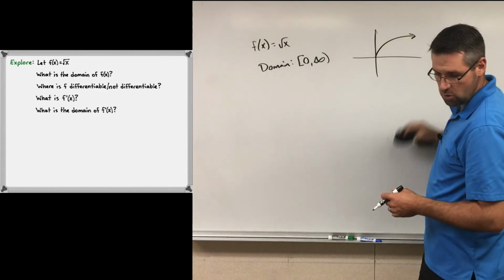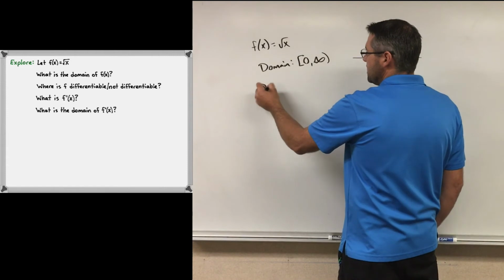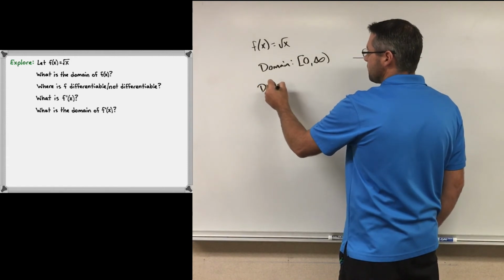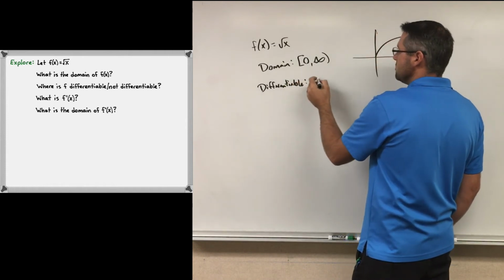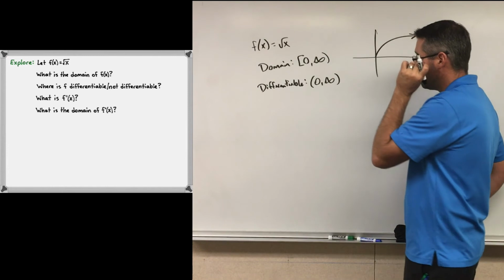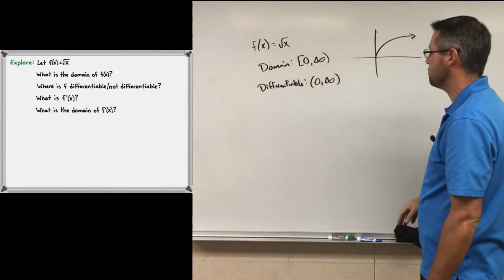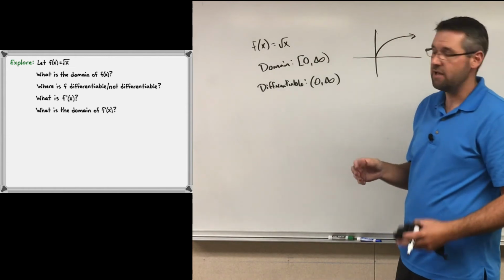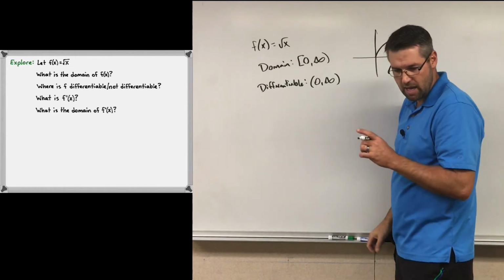So if I were to ask you for where this function is differentiable, this function is differentiable for all values that are greater than 0, not including 0. It's not differentiable at 0 because I can't take a left-hand derivative at 0. But I can take a left-hand derivative at any point to the right of 0. Okay, so keep that in mind.